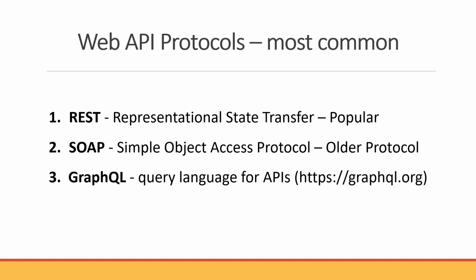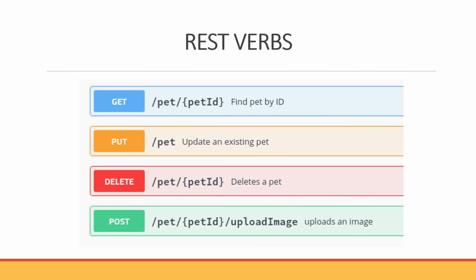SOAP protocol is an older protocol and it's not being used very much when you build a new application, but there are a lot of legacy applications that are using this protocol. And the last protocol that I'm listing here is GraphQL. It's a relatively new protocol, but it's increasingly gaining popularity these days. This is just an example of a few REST verbs that are being used when applications communicate with each other. Get, put, delete, and post verbs are the most popular verbs, but there are other ones too.